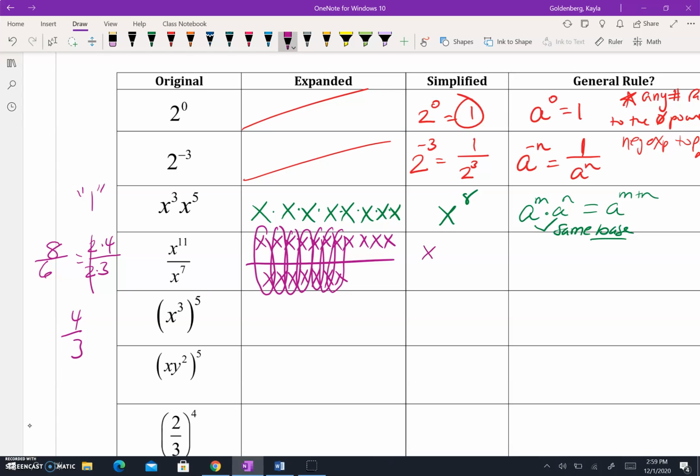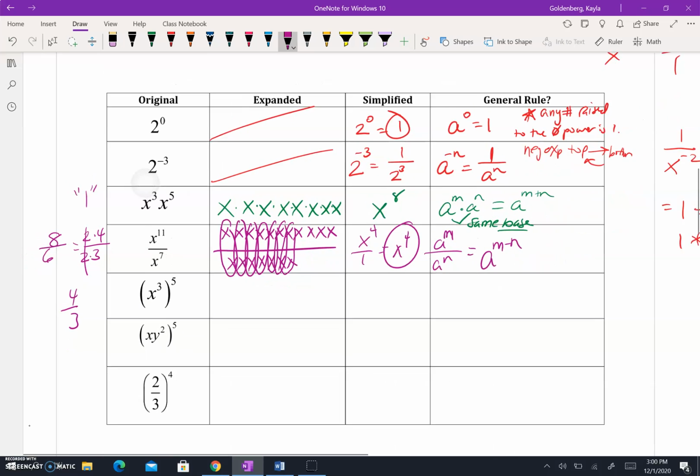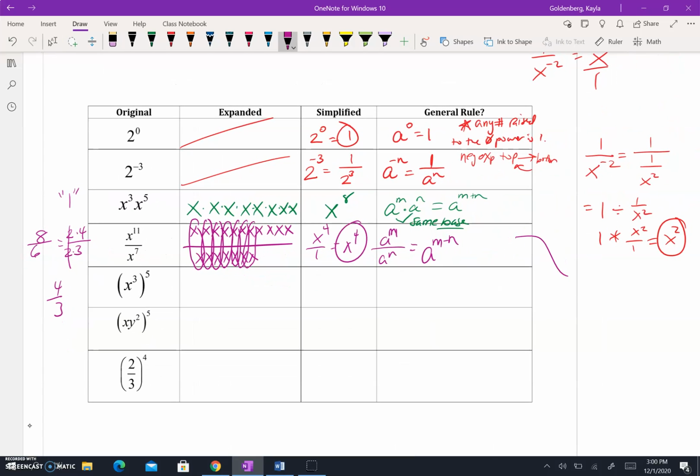And at the end you have x to the 4th over 1, which is the same thing as x to the 4th. And so a lot of people will think about that general rule as, if you have different powers with the same base, like a to the m over a to the n, the general rule is that you subtract. Okay. If you had the flip side of this, like the 7th power over the 11th, just kind of play that out.